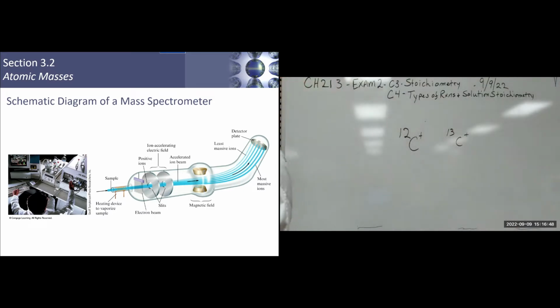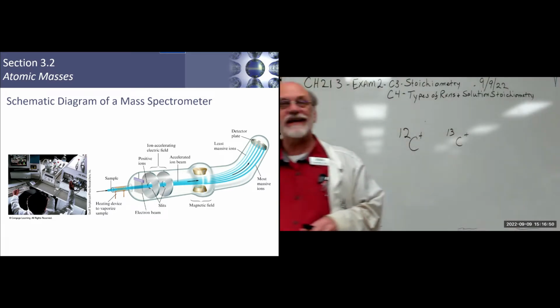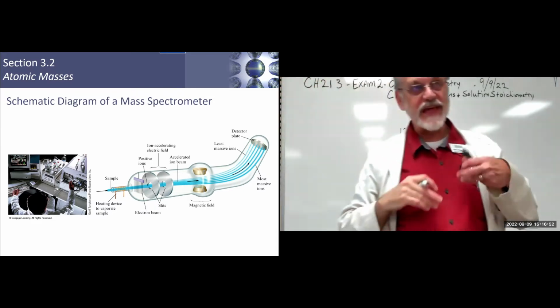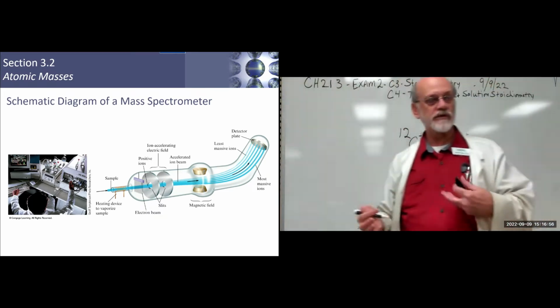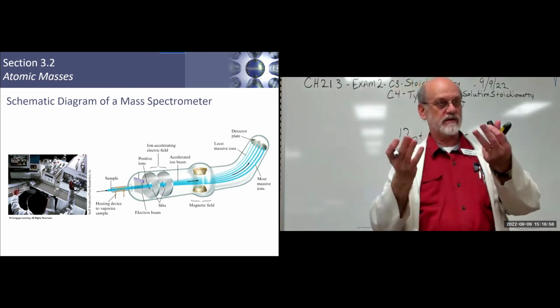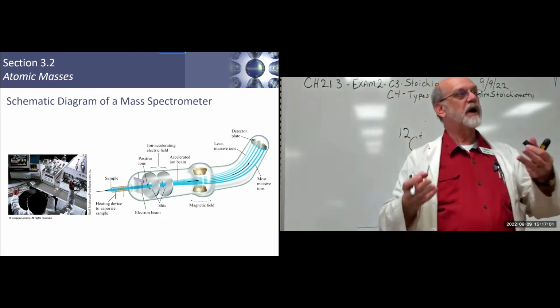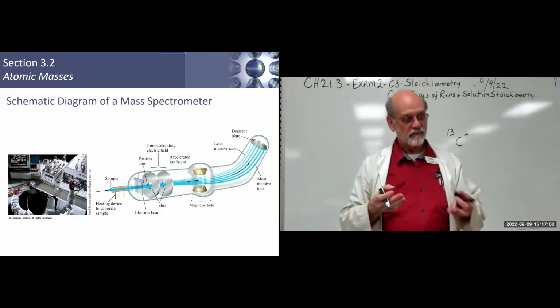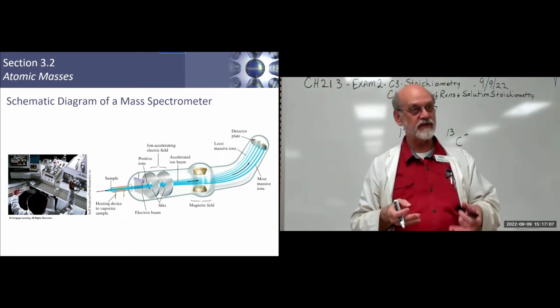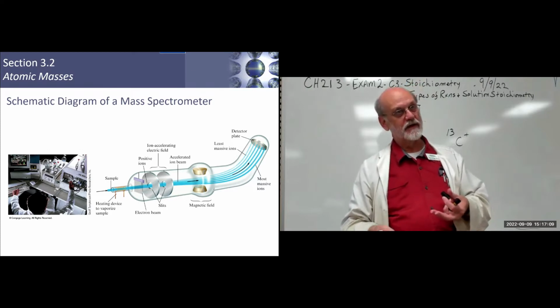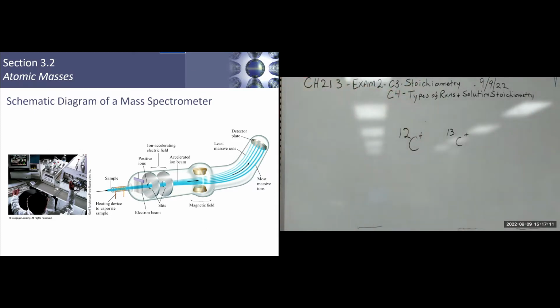We're accelerating through an electric field, then it's going through a magnetic field, and since they have the same charge, the same force is being applied to both ions. But the one that's heavier bends the least. Right? It takes more force to bend a heavier atom than it does a lighter atom. So the lighter atoms end up over here, and the heavier atoms end up over here.